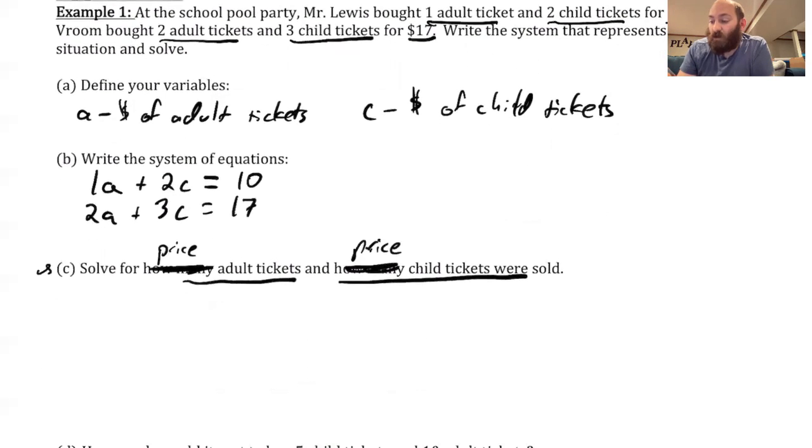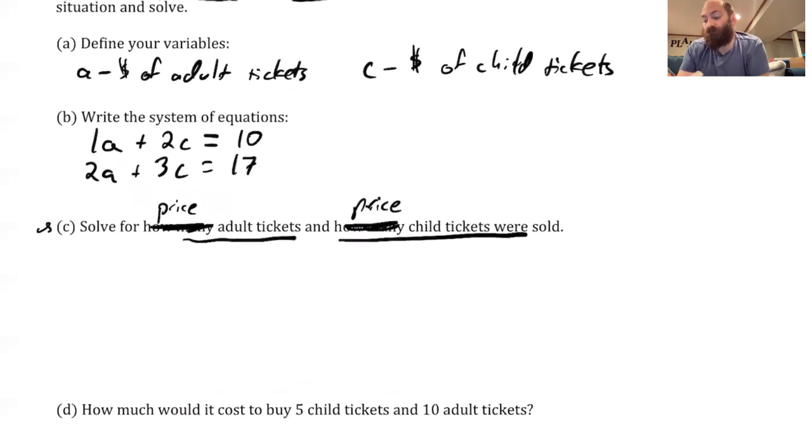Should I do substitution or should I do elimination? It's up to you. I think substitution is pretty easy because I could just take this and solve for A. So I subtract 2C over. Then I have A equal to something and I can substitute here. It's also easy with these two, the 1A and 2A, pretty easy numbers to work with.